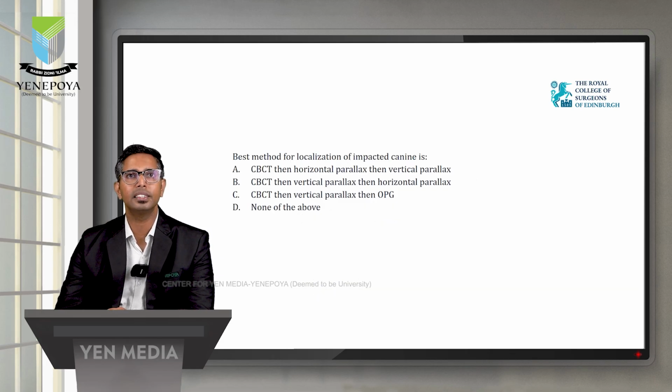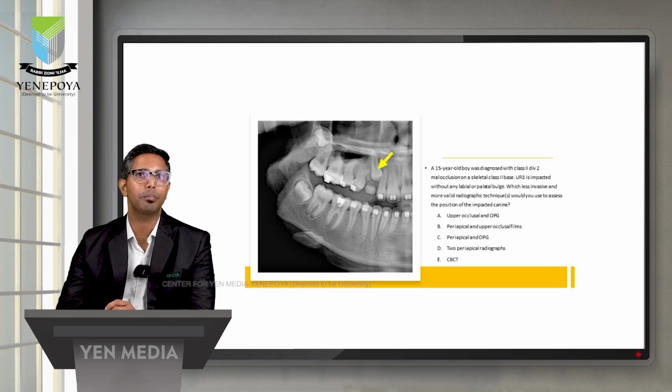Best method of localization of an impacted canine, which is better? CBCT, obviously CBCT will be the best one, then followed by a horizontal or a vertical parallax. Now the question comes whether horizontal is better or vertical is better. According to Armstrong, the best article tells the horizontal is better than the vertical parallax. So CBCT, then horizontal, then vertical might be a better option.